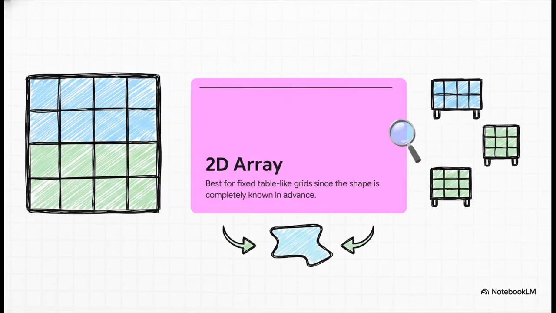The absolutely correct choice here is a 2D array or a 2D list. Why? Because the shape is totally fixed. A 5x8 grid isn't going to magically transform into a 6x9 grid in the middle of third period, right? It's table-like, so the two dimensions map perfectly to our rows and columns.